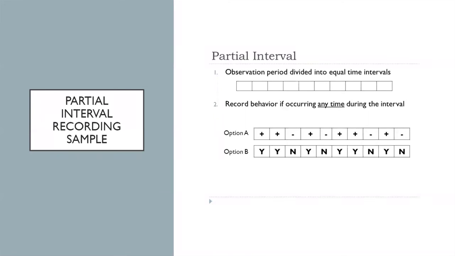This is an example of a partial interval recording data sheet. The RBT will mark a plus or minus if the target behavior occurred at any time during the interval.